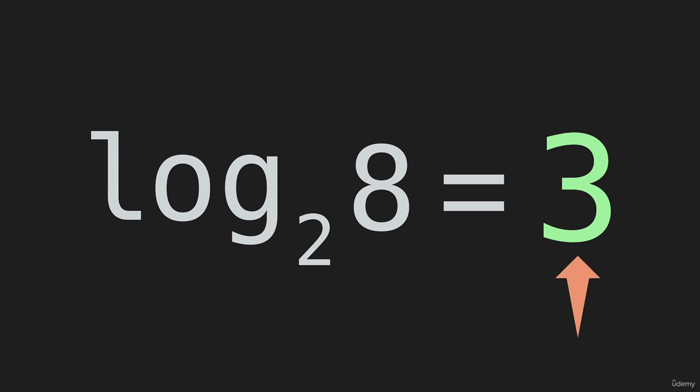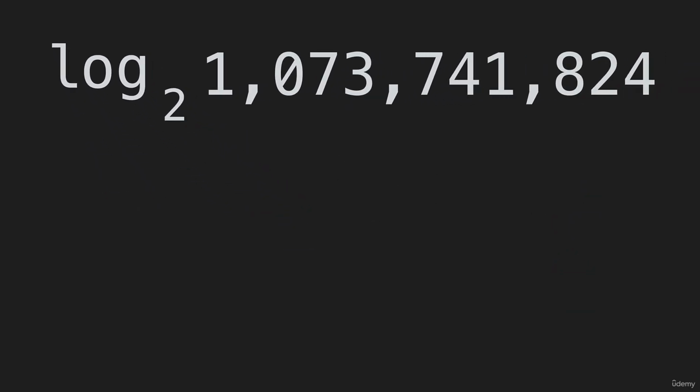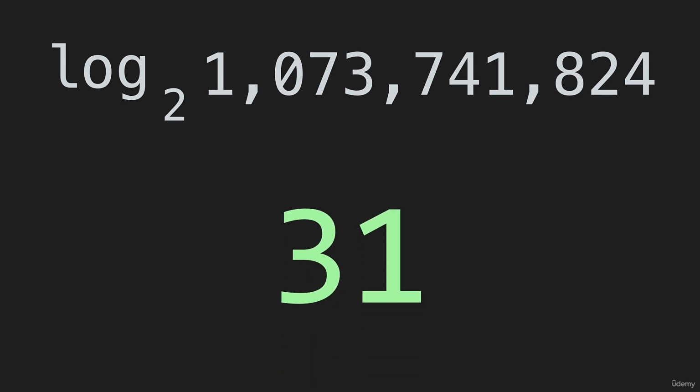And the real power of this is when we get to very large numbers. Let's say we have log sub 2 of this number, and this is over 1 billion. How many times would you have to cut this number in half to get down to 1 item? And that would be 31 times. To put it another way, 2 to the 31st power equals this number here that's over 1 billion.